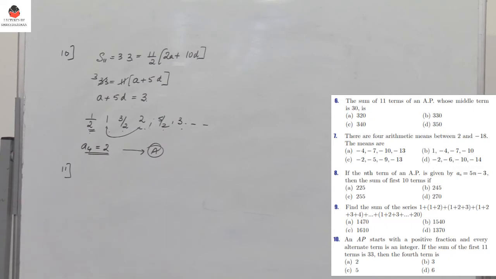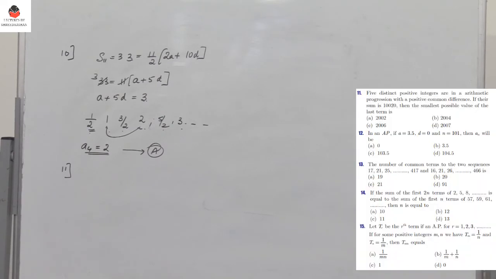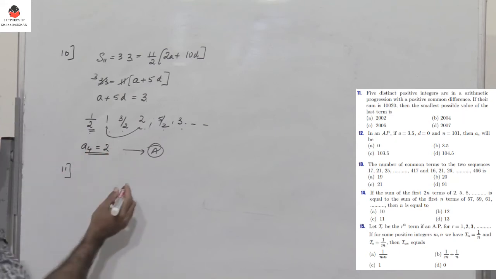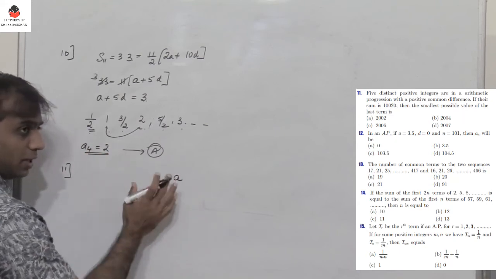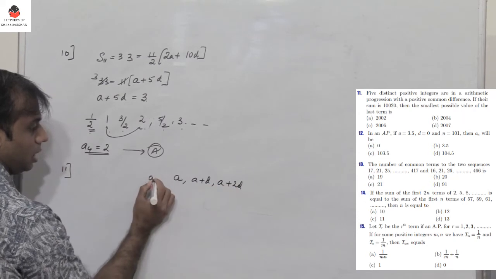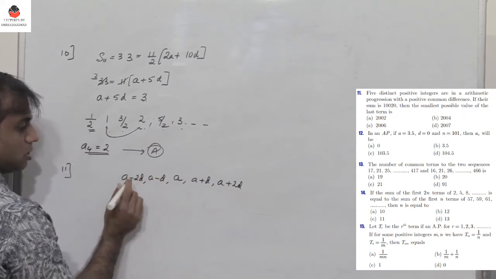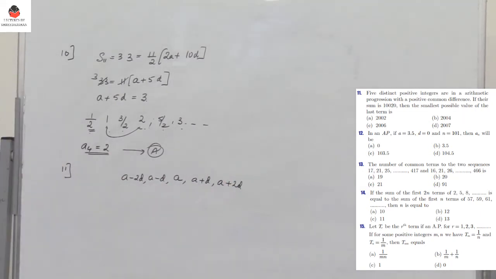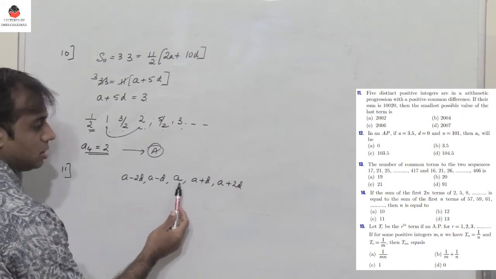Next, 11th one. 5 distinct positive integers are in an arithmetic progression with a positive common difference. If their sum is 10020, find the smallest possible value of the last term. Now there are 5 integers. So since you have 5 integers which are in arithmetic progression, let me consider the 5 numbers as a plus d, a plus 2d, a minus d and a minus 2d, and a. So this is done so that when I add all of them, what happens? D gets eliminated, right? So here the common difference is d.